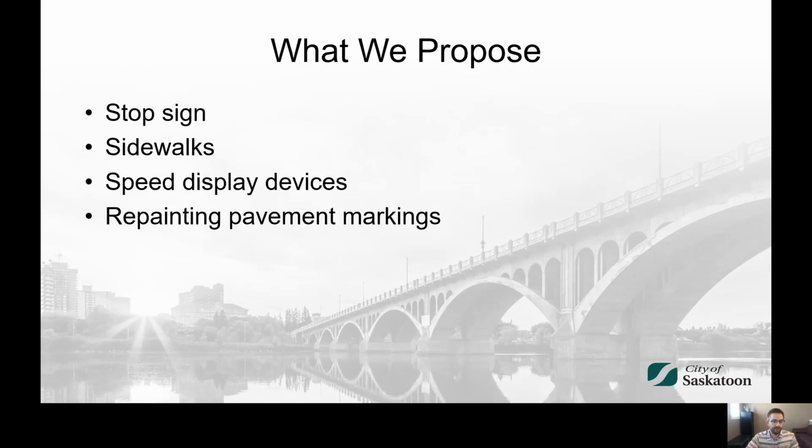We used the results of our data collection program to create a draft traffic plan that recommends a number of changes and improvements to the roads within the neighborhood. In the next few slides, I'll go over each of the recommendations in detail, but in general, we are proposing a number of improvements such as stop signs, new sidewalk installations, speed display devices, repainting pavement markings that have become faded, and coordinating with our colleagues at the Saskatoon Police Service and CN Railway to make improvements to the neighborhood.